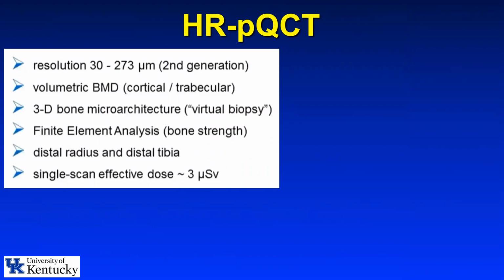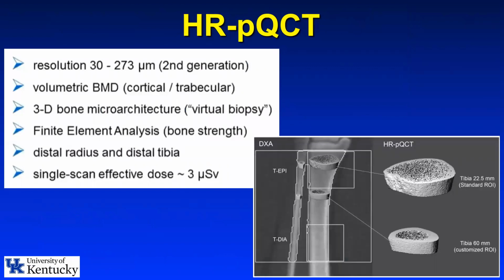So there is a newer technique called high resolution peripheral quantitative CT. It's another CT, but with high resolution images. You see the difference here in the image with this high resolution, because it goes down, especially with the second generation machine, to 30 micrometers. In the regular QCT, we're talking about 1 to 3 millimeters. Here we are talking about micrometers, a different spectrum, because it's high resolution.